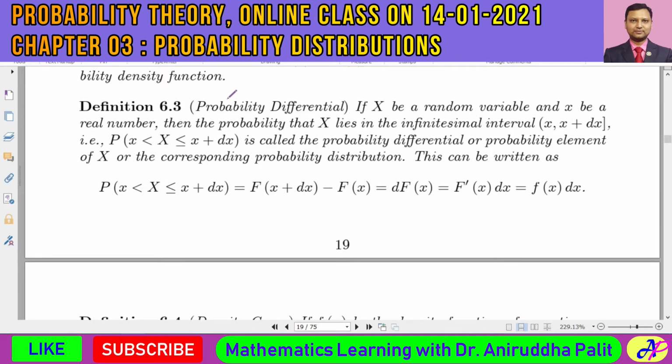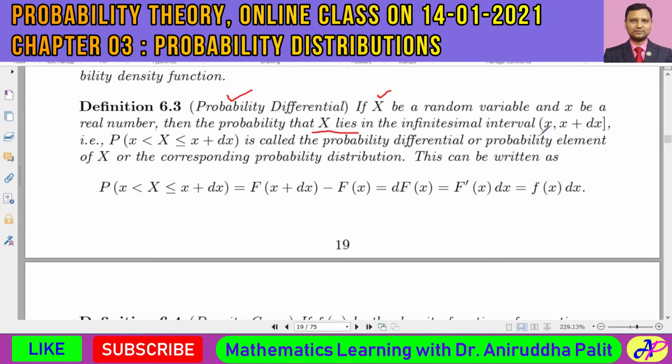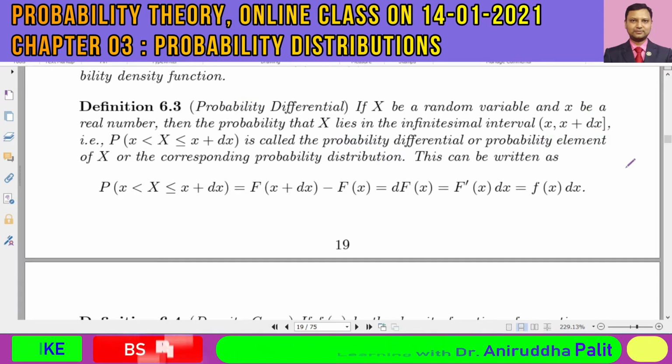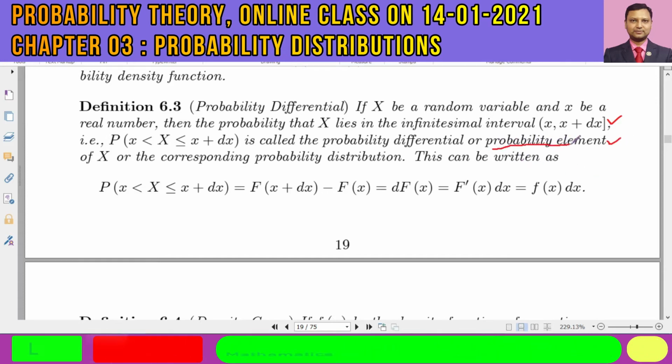Now we are going to define two more definitions, two more ideas. One is the idea of this probability differential. What is probability differential? The probability differential of a random variable X is the probability that this random variable X lies in an infinitesimally small semi-open interval like this, starting from x to x plus dx. We always use this kind of semi-open interval, open on the left and closed on the right. So if the random variable X lies in this kind of semi-open interval, in that case this probability is called the probability differential or probability element of the random variable X.